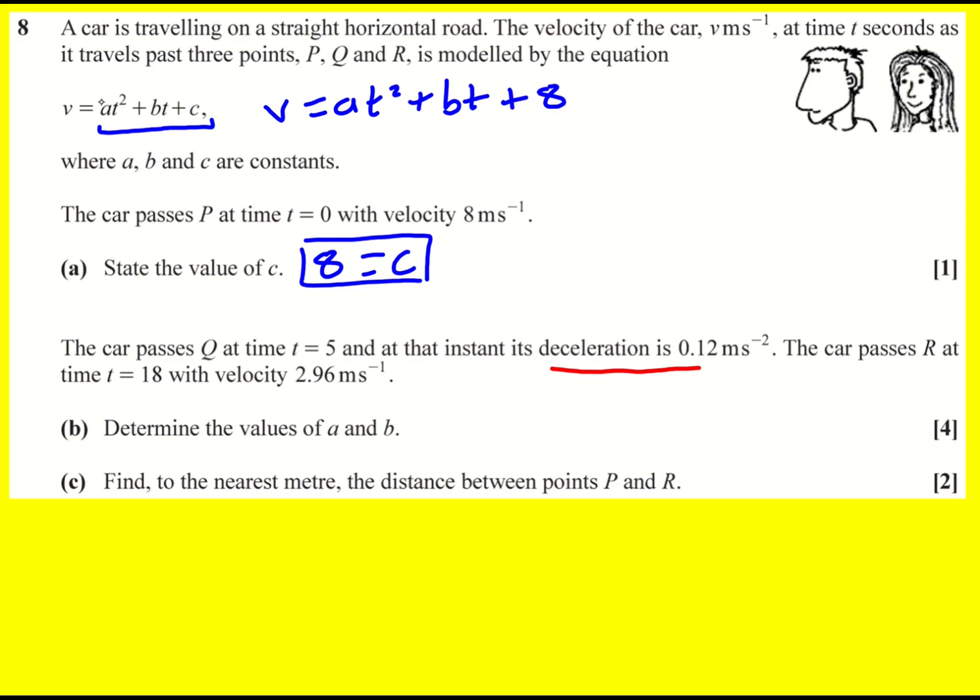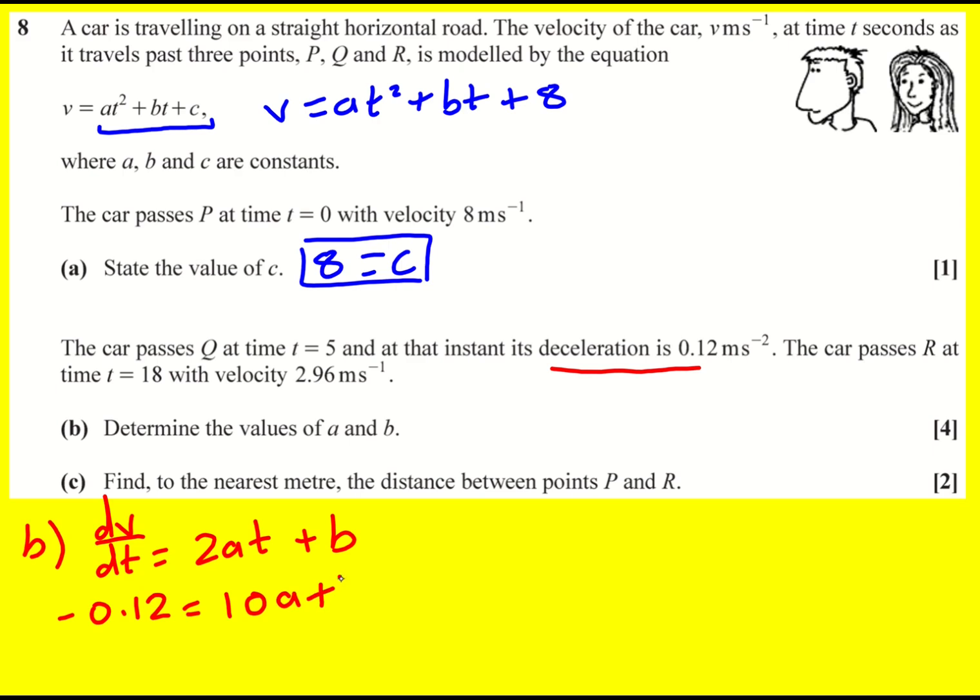That is, okay, but it's a varying acceleration because v is dependent on t squared. This is actually a variable acceleration question, so I need to find dv by dt. And that's going to be 2at, I'm differentiating here, plus b. So that means, because it's deceleration, we're going to get minus 0.12 when t is equal to 5, so it's going to be 10a plus b. And you can see where this is headed. We're going to generate some simultaneous equations. I've got a and b, but I can't find them at the moment.